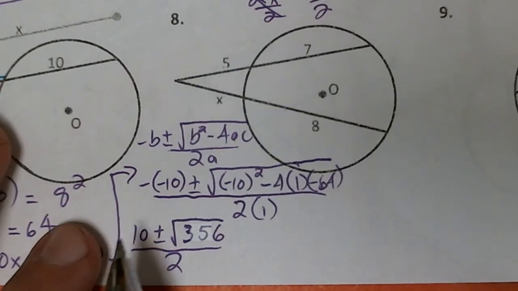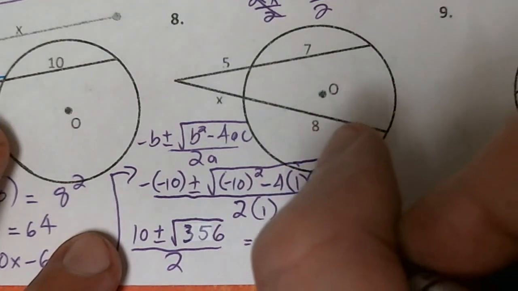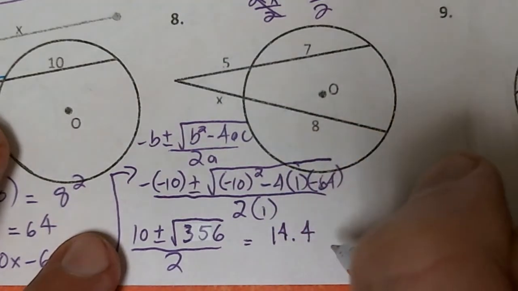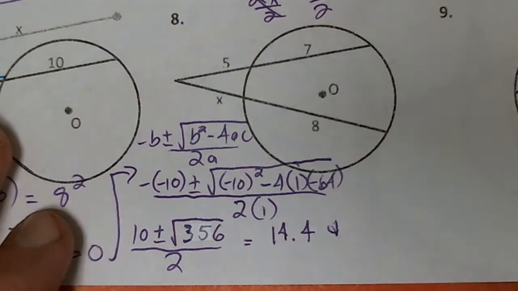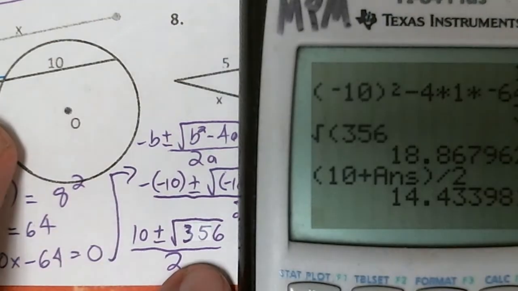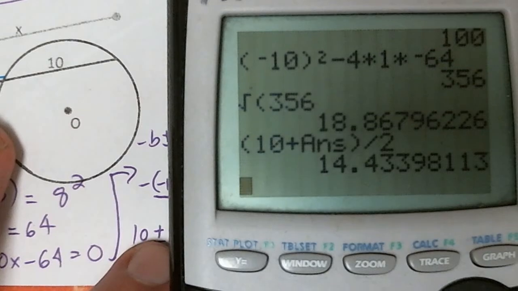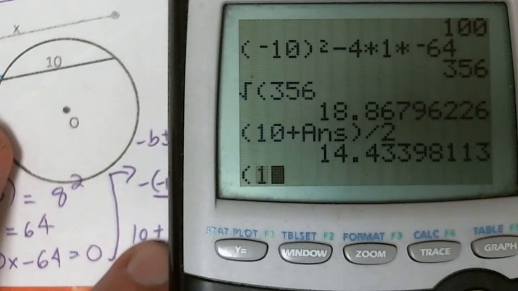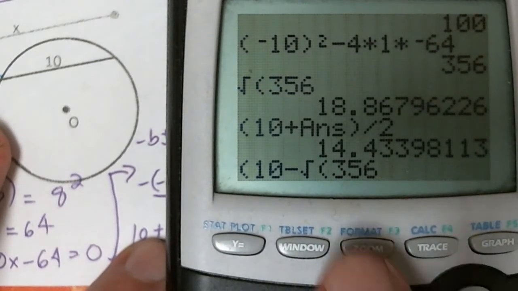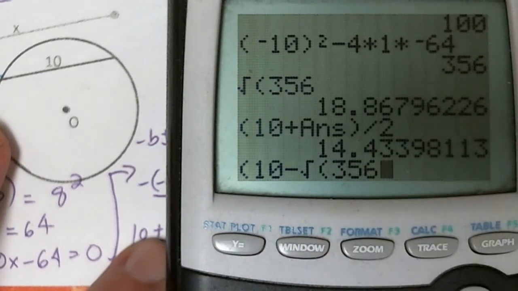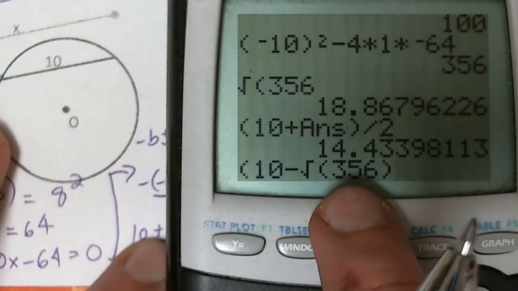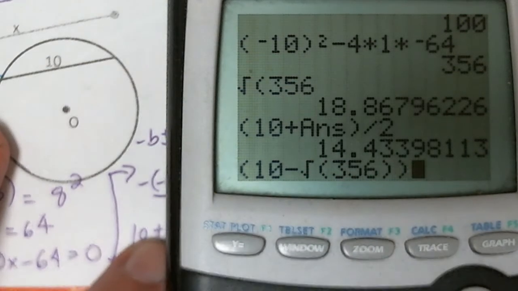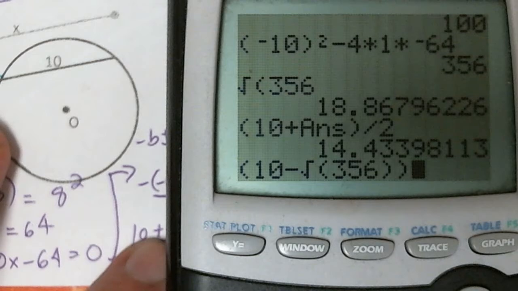So one of my answers, 10 plus root 356 over 2, that's going to be equal to 14.4. Okay, my other answer is going to be 10 minus the square root of 356 over 2. Okay, so I do parentheses 10 minus, now this time I'll just go ahead and type in the square root of 356. Now if you do it this way, you need to close 2 sets of parentheses. The parentheses around that 356 and then the parentheses around the first set of parentheses that I have.